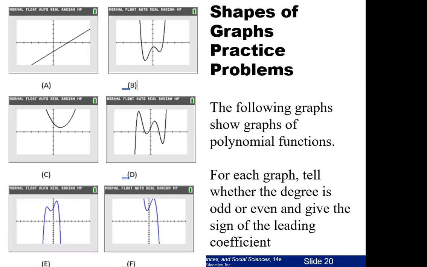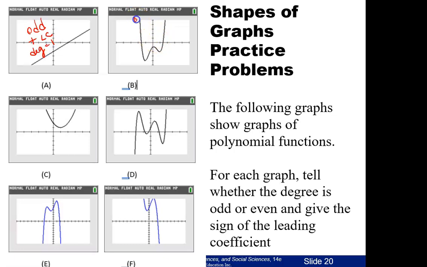Okay, so for the following graphs, these are all polynomials. For each graph, we want to tell whether the degree is odd or even and give the sign of the leading coefficient. And maybe even, let's talk about what the degree might potentially be. So this one's linear. It goes and comes from opposite directions, so we definitely have an odd degree, and since it's rising, going from negative infinity to positive infinity, it's going to have a positive leading coefficient. And a linear function would have a degree of 1.